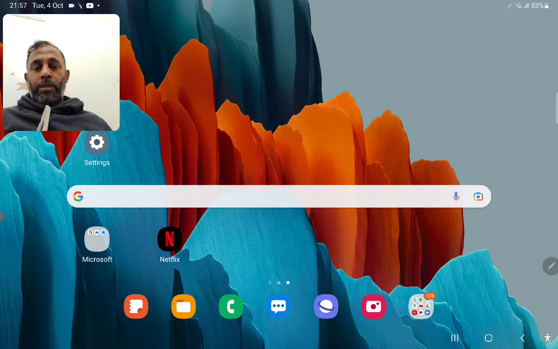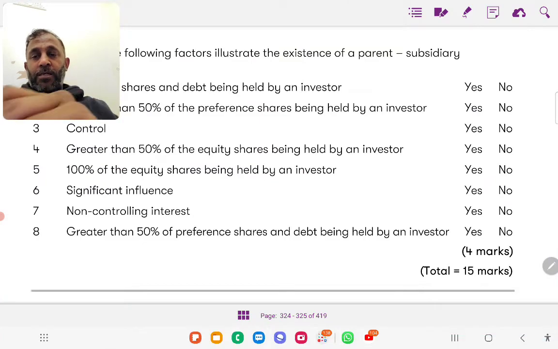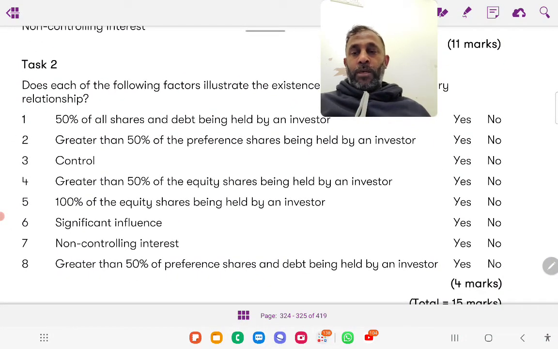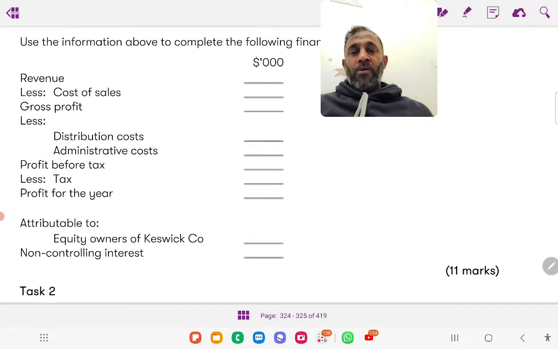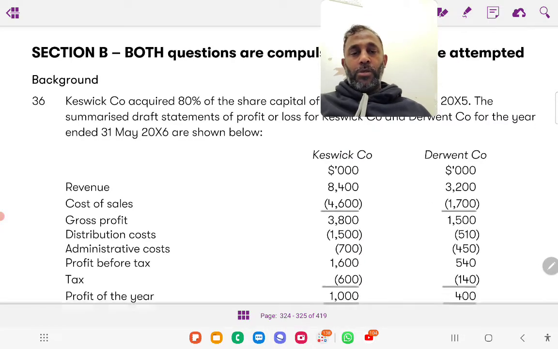Today I will continue with the mock paper section B of the first section. This is task 2. I'm just trying to keep this video a little bit smaller, just to finish only these 8 requirements. This question continues from the previous task 1 of the section B, question number 36 on the consolidation.